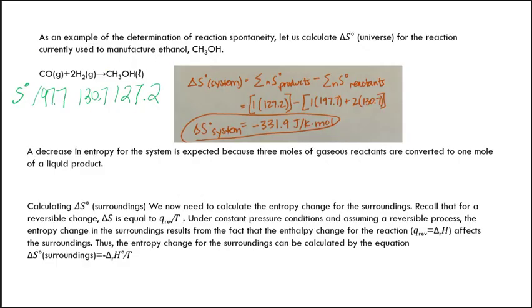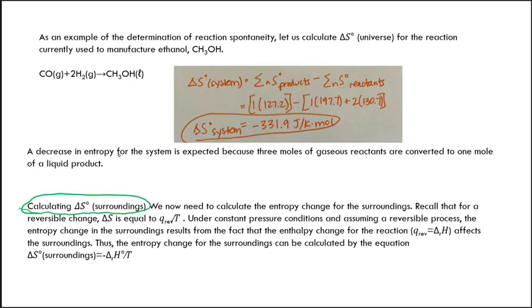As an example of the determination of a reaction spontaneity, let's calculate the entropy change for the universe for the reaction currently used to manufacture ethanol. Here is our reaction. I have carbon monoxide plus hydrogen gas to make ethanol. When we look at our thermodynamic values given in Appendix L, I would look up carbon monoxide to be given this value, hydrogen's value is that, and liquid ethanol is 127.2. So to find the system, we again do our products minus our reactants. So after plugging those values in, I got an entropy change for the system as negative 331.9 joules per Kelvin mole.